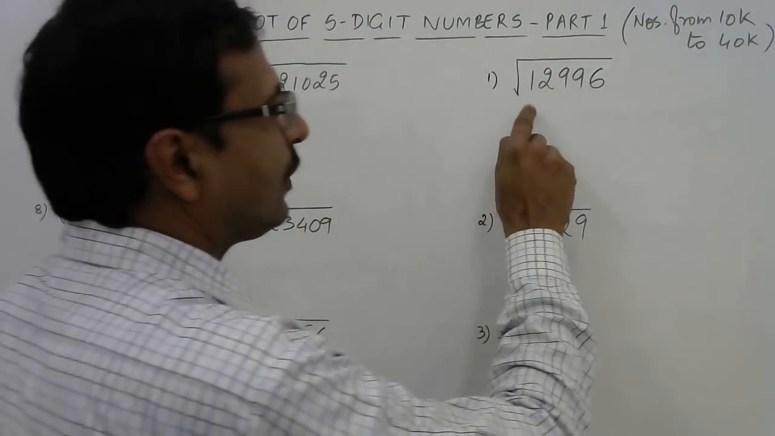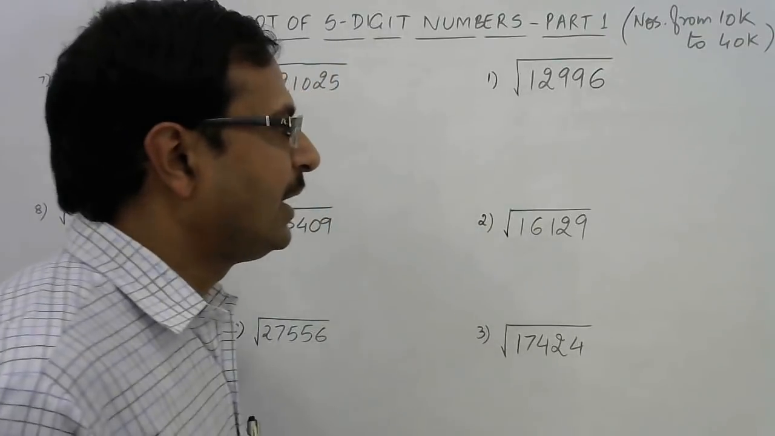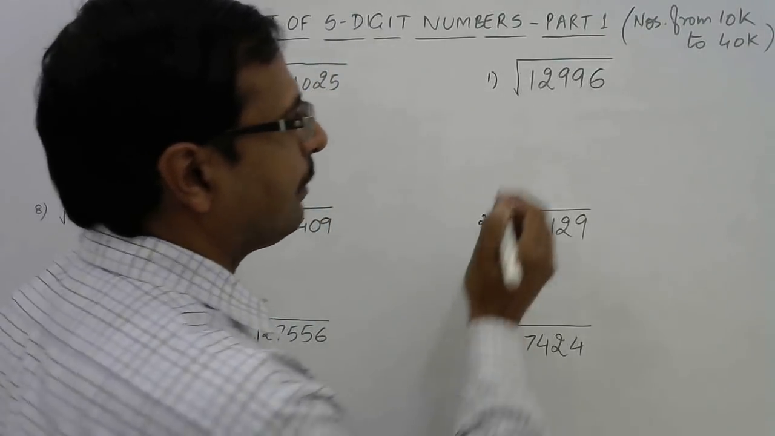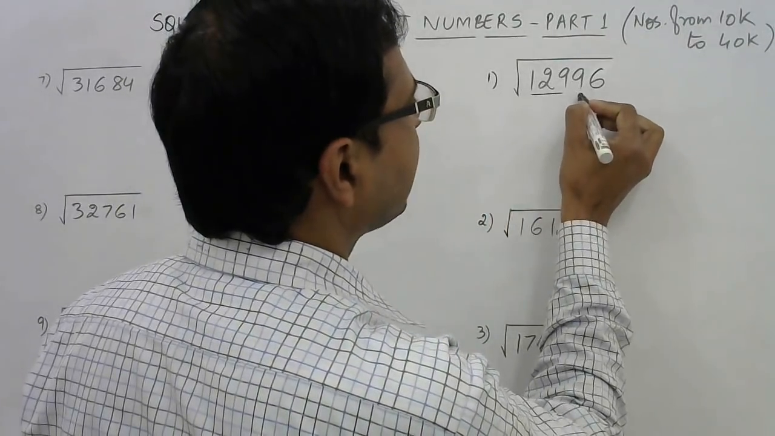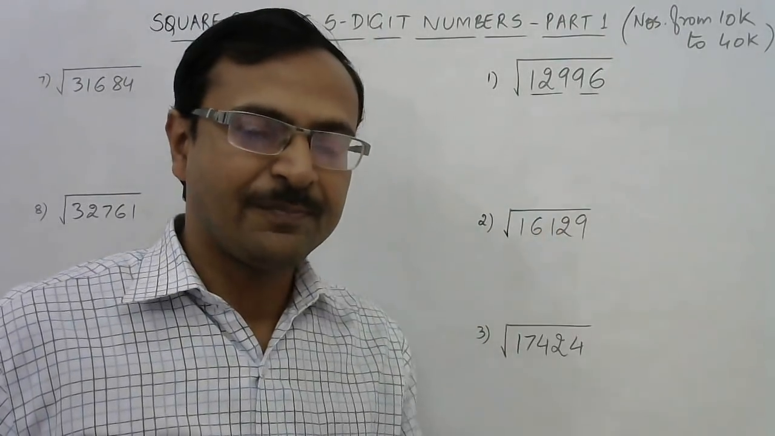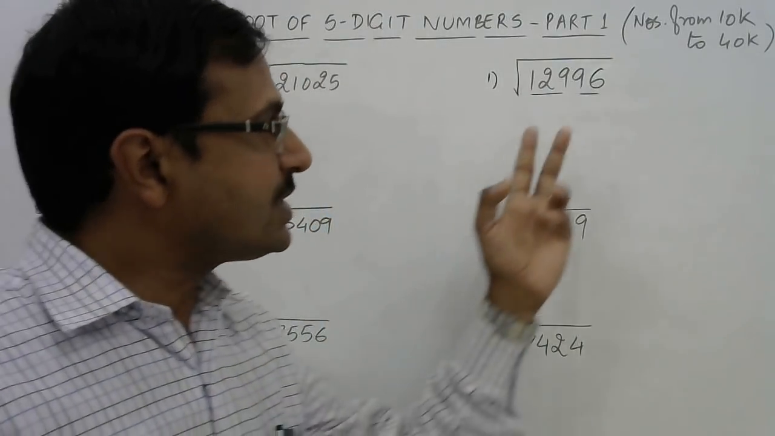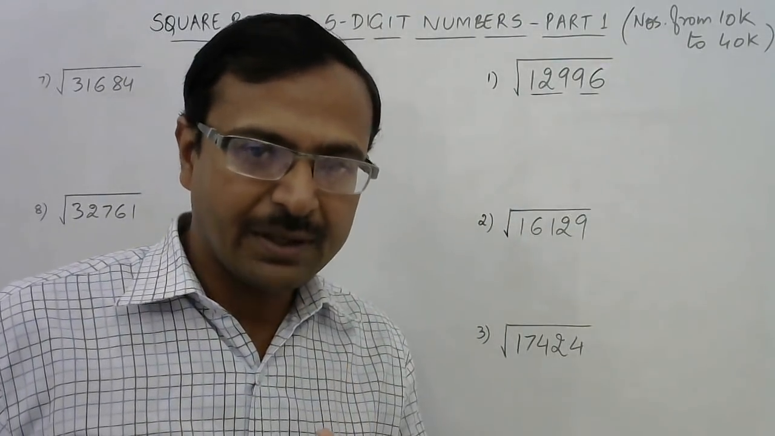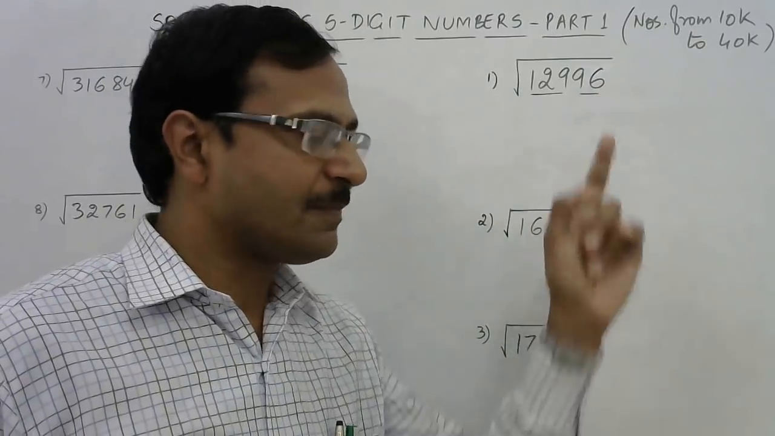First of all, I am taking 12996. Now see, I'll divide this number into two parts. First 3 digits and the last 2 digits. The last 2 digits are 96. The number is ending with 6.